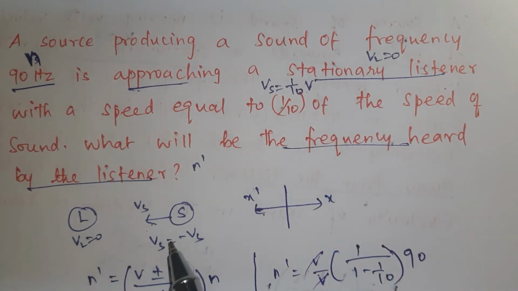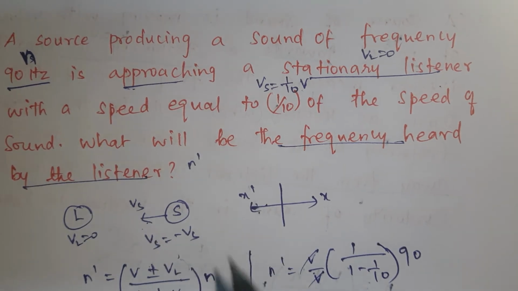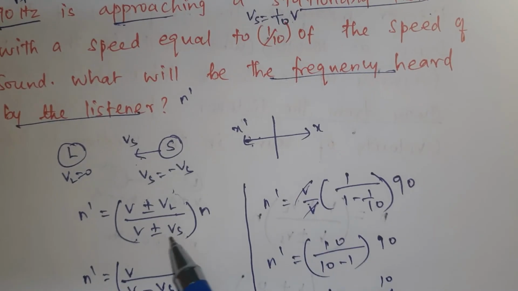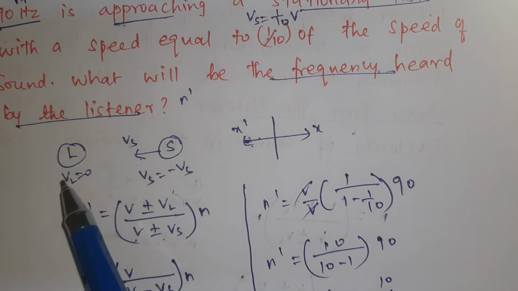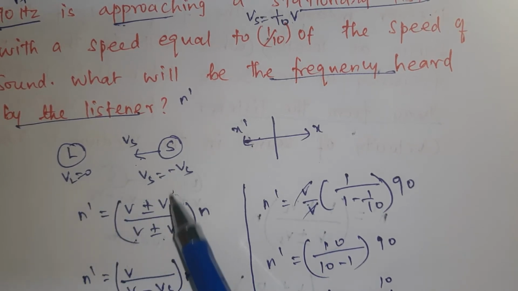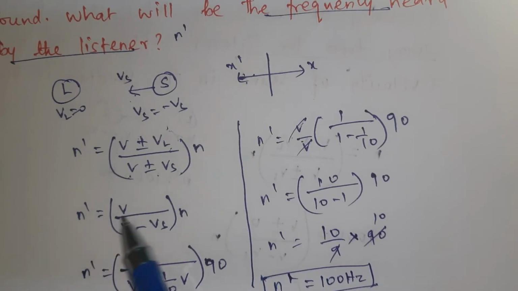Now this is the listener and this is the source. The listener is stationary, so VL is 0, and the source is approaching the listener along the negative x-axis, so Vs is taken with the negative sign. n dash is equal to (V plus or minus VL) by (V plus or minus Vs) into n. This is the general formula for the Doppler effect. Now apply these conditions: VL is 0, and Vs is taken in the negative form, minus Vs. If you substitute here, you will get n dash equal to V divided by (V minus Vs) into n.